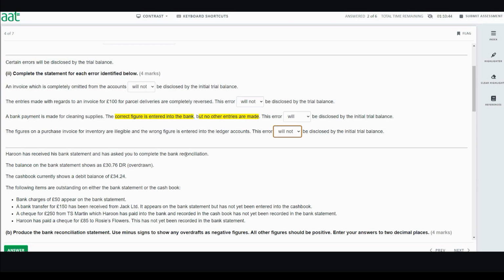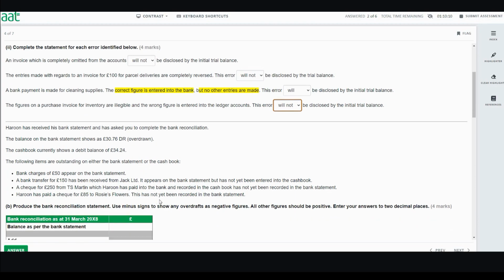It says bank charges of 50 appear on the bank statement. A bank transfer of 150 has been received from Jack Limited. It appears on the bank statement, but not yet in the cash book. A cheque for 250 from T.S. Martin, which Arun has paid into the bank and recorded in the cash book, has not yet been recorded on the bank statement. Arun has paid a cheque for £85 to Rosie's Flowers. This has not yet been recorded in the bank statement.